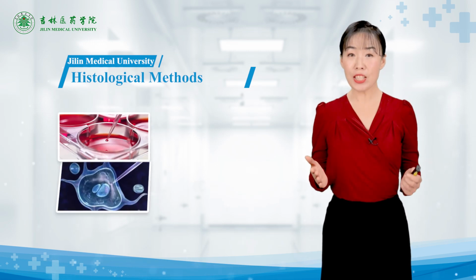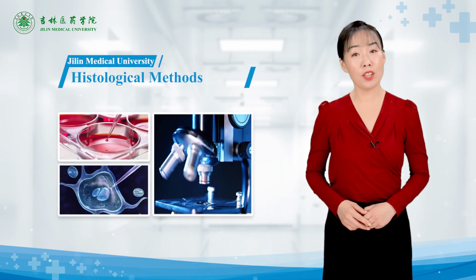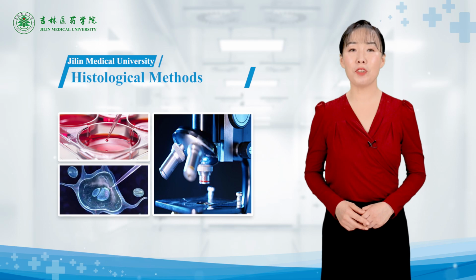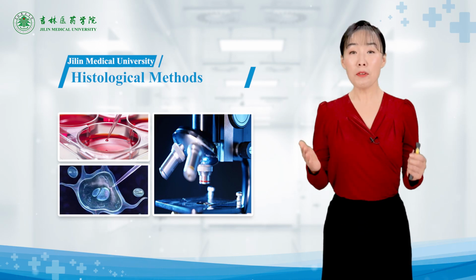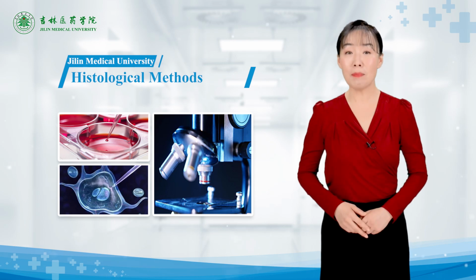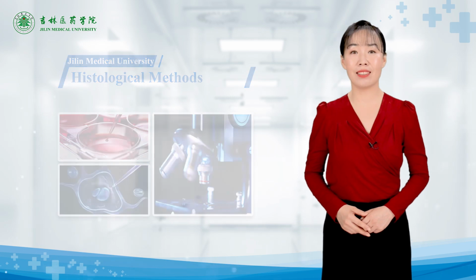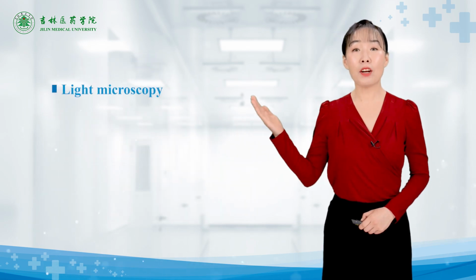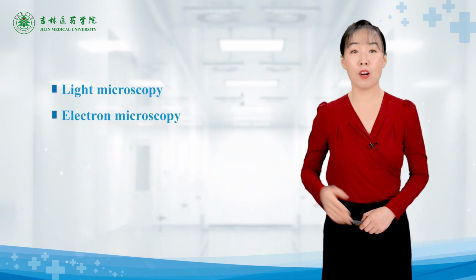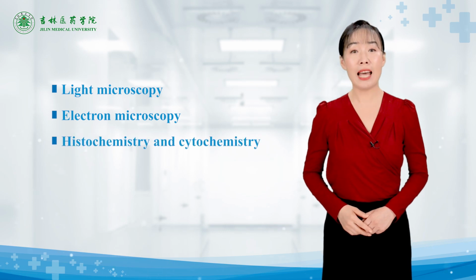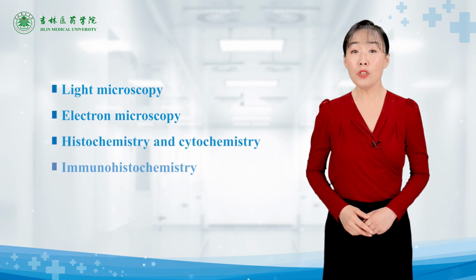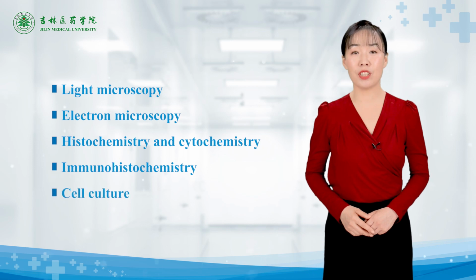Familiarity with the tools and methods of any branch of science is essential for proper understanding of the subject. We will review some of the more common methods used to study cells, tissues, and organs. Light microscopy, electron microscopy, histochemistry and cytochemistry, immunohistochemistry, and cell culture are described briefly below.